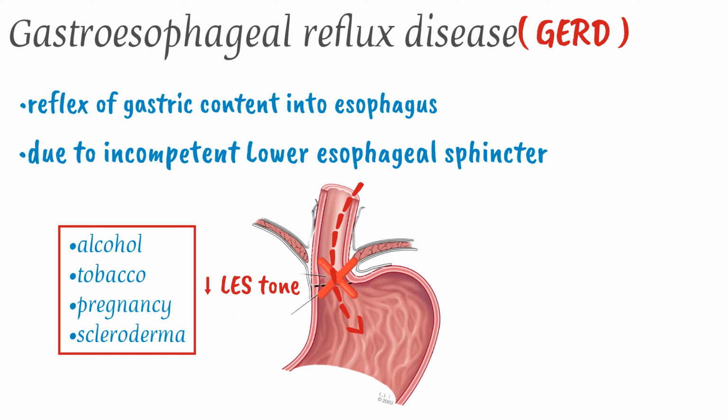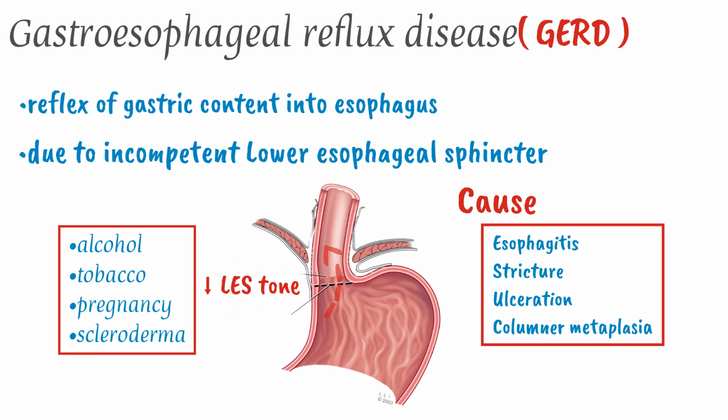So whenever there is a decreased tone of the lower esophageal sphincter, there will be a reflux of gastric content from stomach to esophagus. It is called gastroesophageal reflux disease, and as a result of this reflux, the patient can develop esophagitis, stricture, ulceration, or columnar metaplasia, called Barrett esophagus.